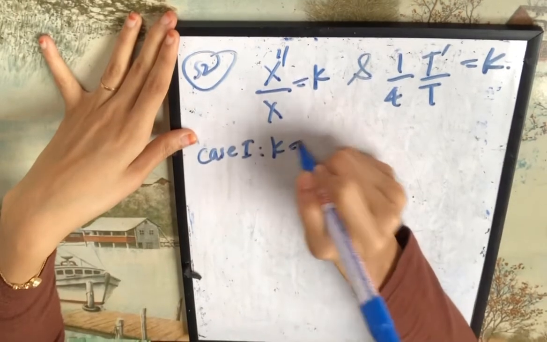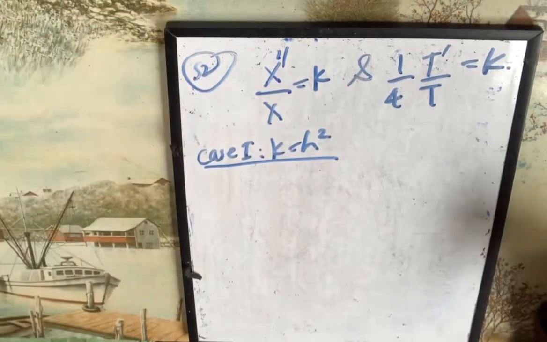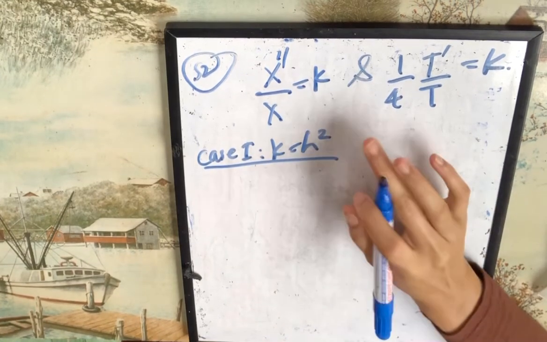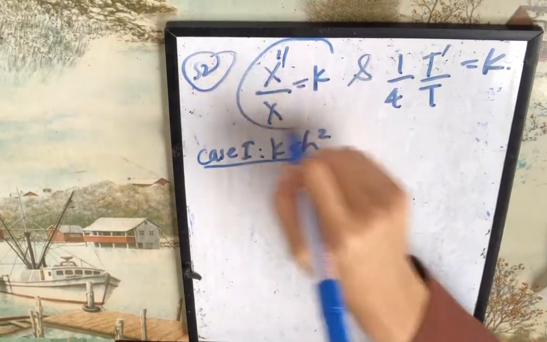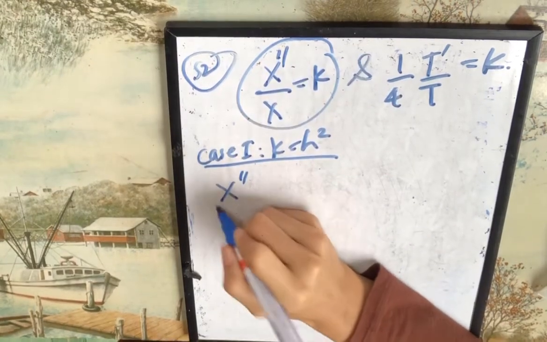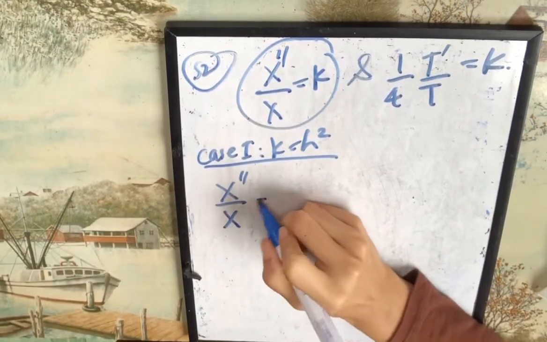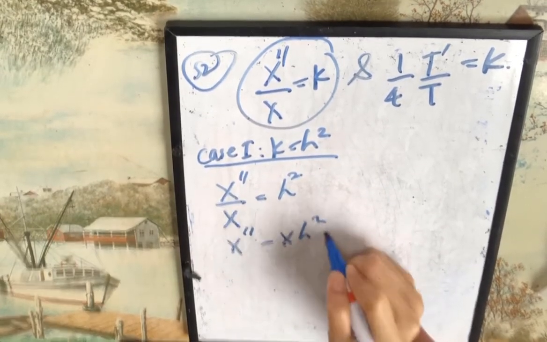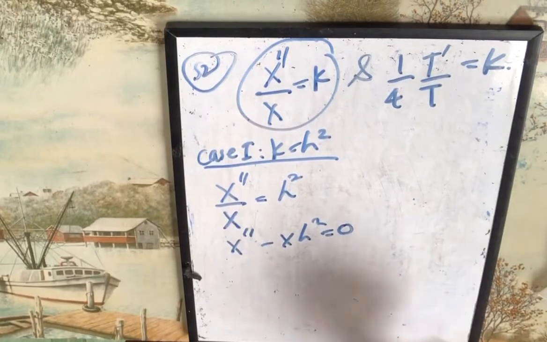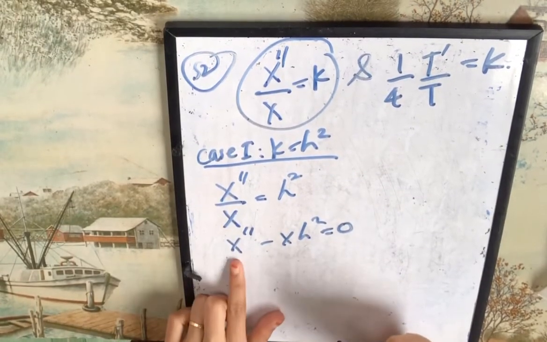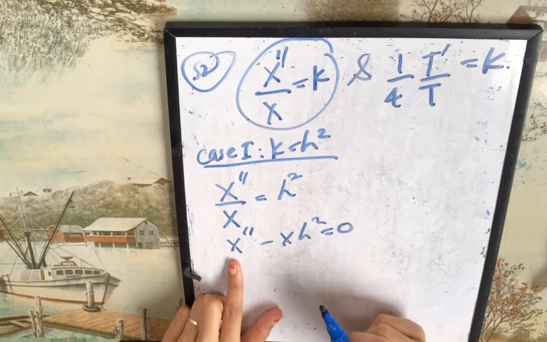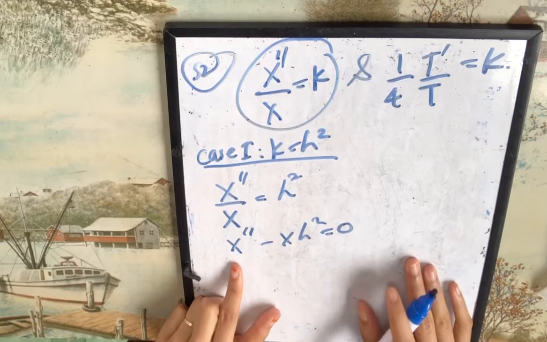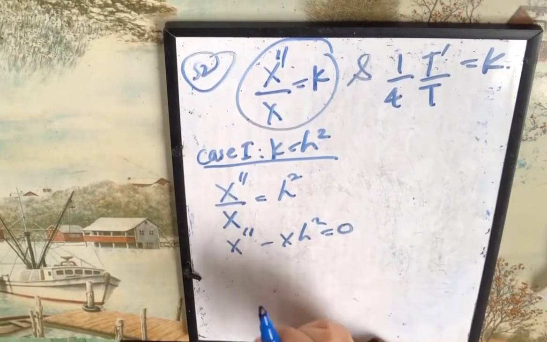We have 3 cases that you need to consider. Case number 1 is k equal to lambda square, positive. We start with the X equation, X double prime equal to k X, and bring it to this side. This is second order, the same as I said in the previous video. How to solve this, you need to refer to chapter 2.